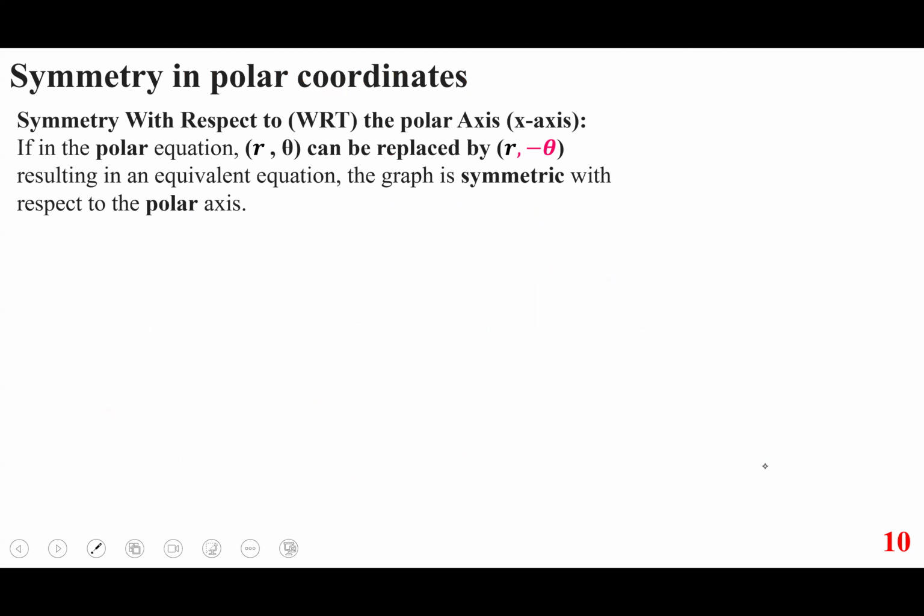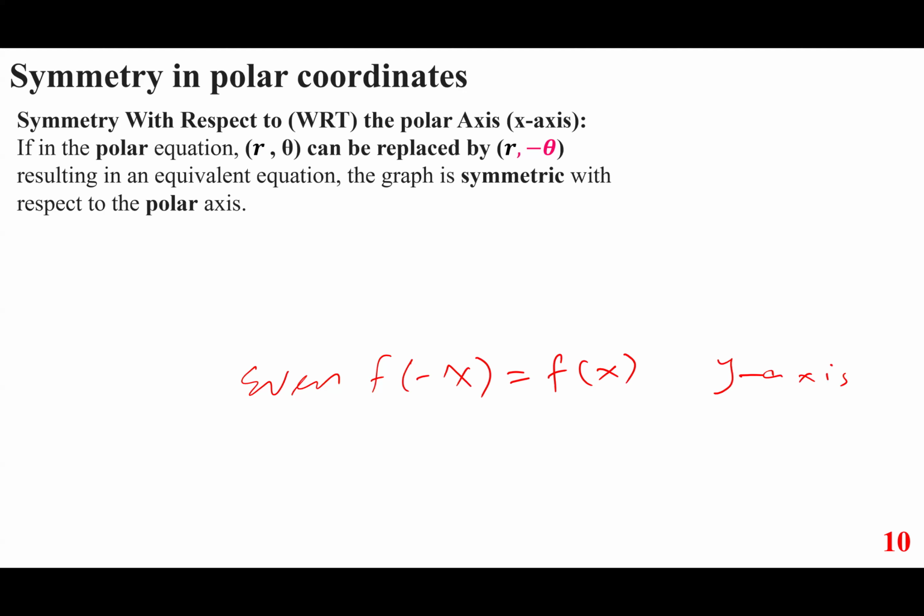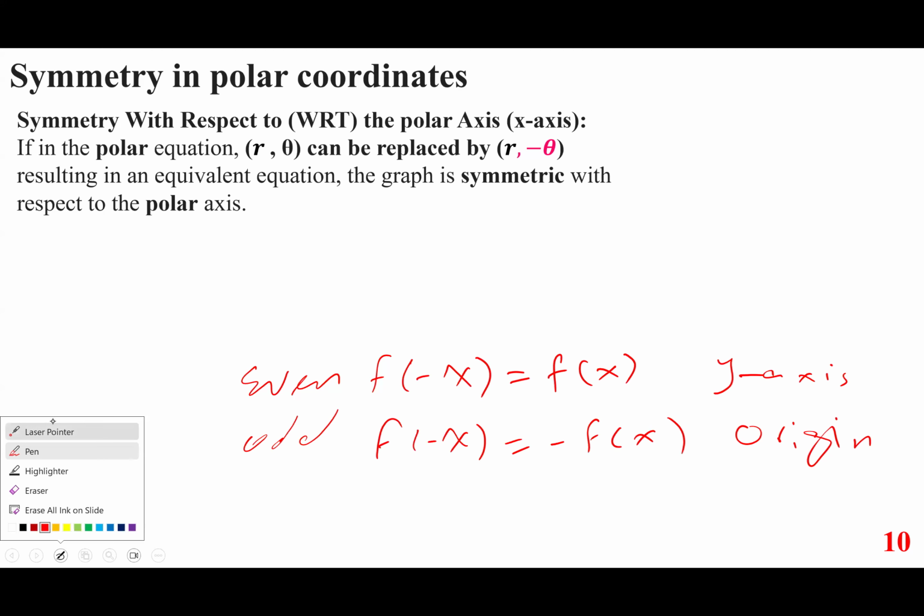Having said that, let's discuss symmetry in polar coordinates. I hope everybody remembers the symmetry in rectangular coordinates. We say even, remember, f of minus x equals f of x, which means symmetric with respect to the y-axis. Odd, f of minus x is minus f of x, and that's with respect to the origin, right? Remember that? Now let's discuss it for polar. So this is reminding you of what we already know.